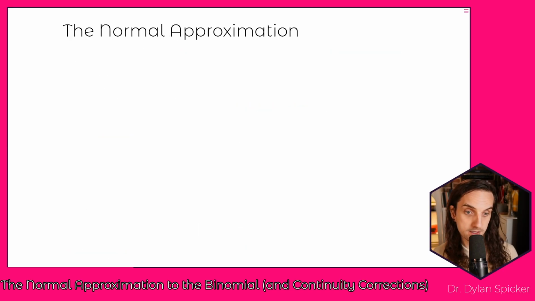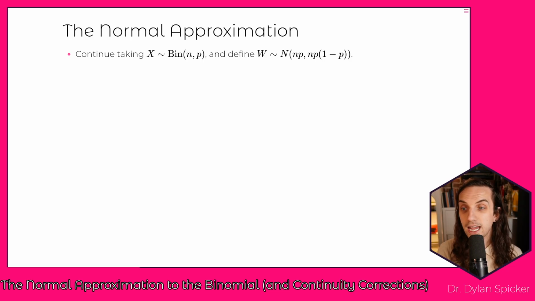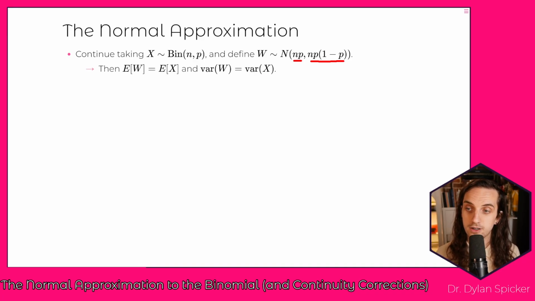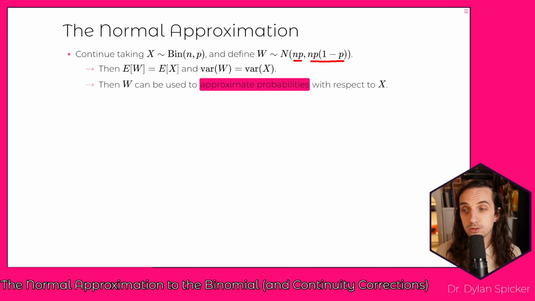And so how could we think about this normal approximation here? Well, if we take x to be binomial(n, p), then we can define W to be a normal distribution that has the same mean and the same variance. So remember, the expected value of x is n times p, and the variance of x is n times p times 1 minus p. So we'll define W to be a normal distribution that has that same mean and that same variance. Now we know that the expected value of x and the expected value of W are the same, the variance of x and the variance of W are the same. Then we can use W to approximate these probabilities with respect to x.